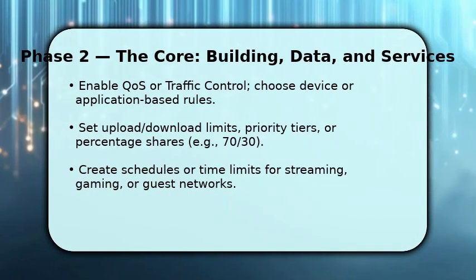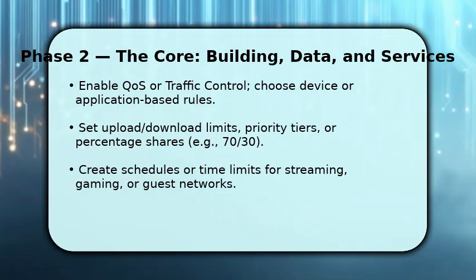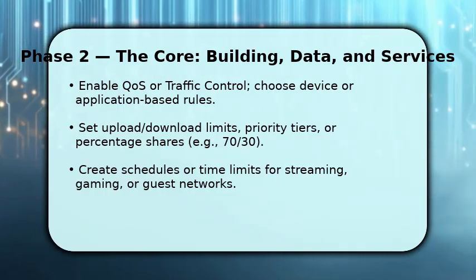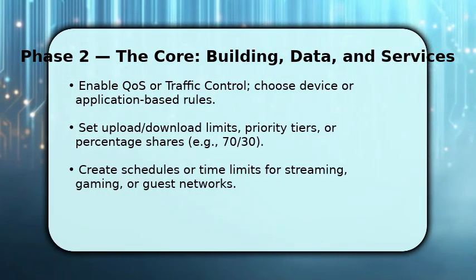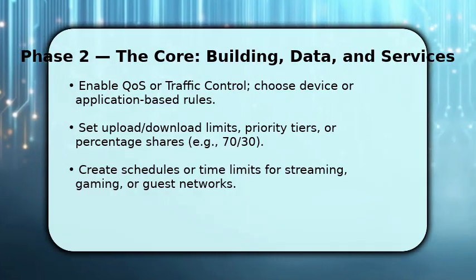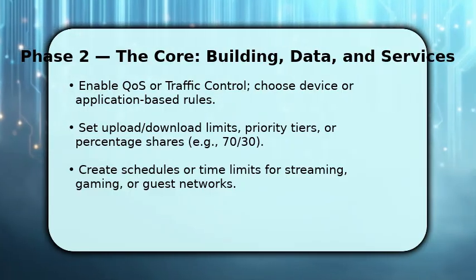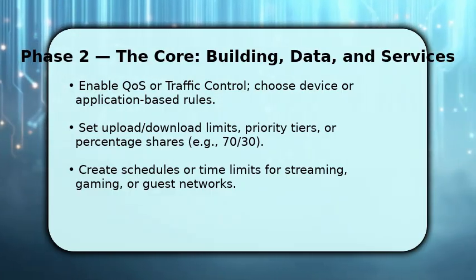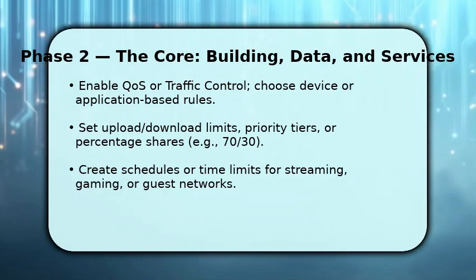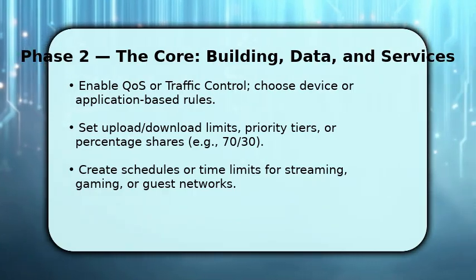Once in Traffic Control, enable COS and pick whether to prioritize by device or application. You do this because it shapes who gets bandwidth during contention. Then assign priority tiers and set explicit upload/download caps or percentage shares. 70/30 splits work for household fairness.